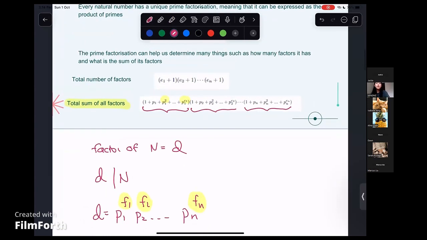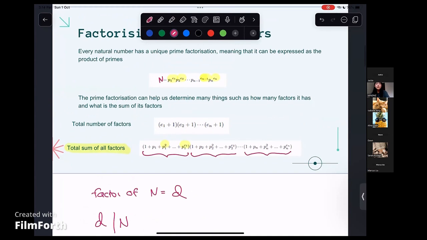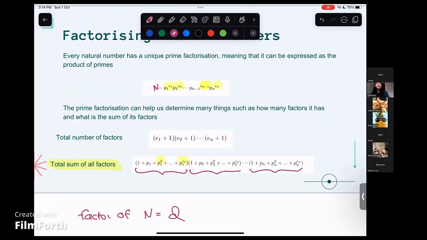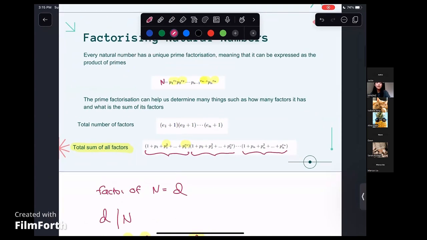If you would like to, you can definitely prove this. We won't go into too much detail on that today, but if you do have any ideas, feel free to share them. But this is the general formula that will give you the total sum of all the factors, and this includes 1 and n itself, right? So it's all the factors, 1, and then all the way up to and including n. Okay, does everyone understand these two formulas?